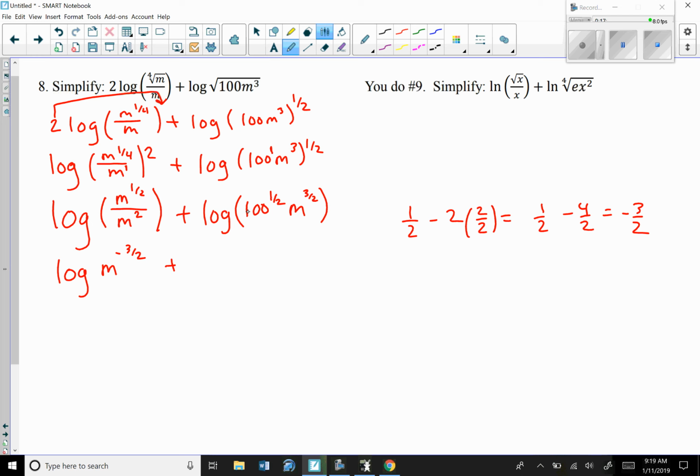So plus, and then over here, this is the log of, well, if I have 100 to the 1/2 power, that's the same thing as the square root of 100, which we know is equal to 10. So this is 10, and then times m to the 3/2 power.